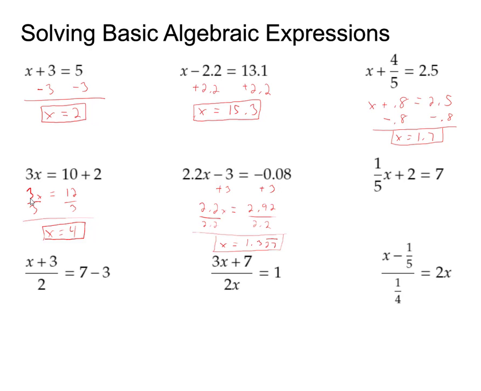One-fifth x plus 2 equals 7. Let's subtract 2 from both sides. That's going to leave us with 1/5 x equals 5. Now we're going to multiply both sides by 5. And that'll leave us with x is equal to 25.